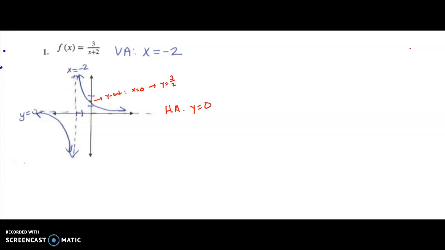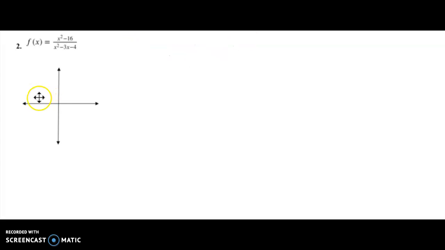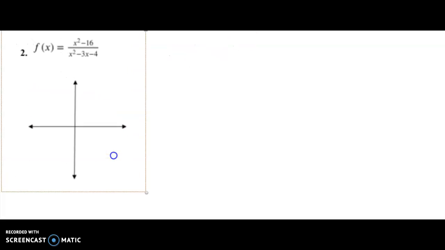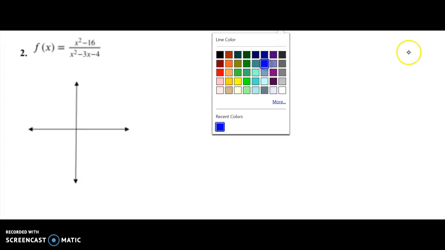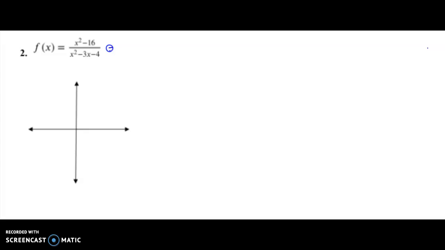So let's look at number 2. I'm going to go over this one with you. Let's look at how we're going to tackle this. You'll notice sometimes you're going to have to do some factoring. The numerator is going to be x plus 4 and x minus 4. Down here, this is going to be x minus 4 and x plus 1.